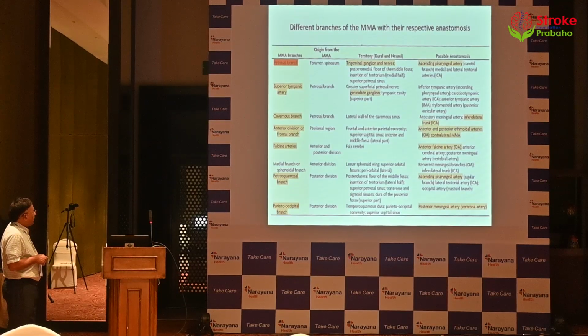Then the superior tympanic artery supplies the geniculate ganglion. So the seventh nerve is also supplied by the middle meningeal artery. So the fifth and seventh cranial nerves are supplied by the middle meningeal artery, and particularly when you are planning to embolize, you have to be careful that sometimes you may develop seventh nerve palsy or fifth nerve palsy. Then the cavernous branch communicates with the inferior lateral trunk of the internal carotid artery.